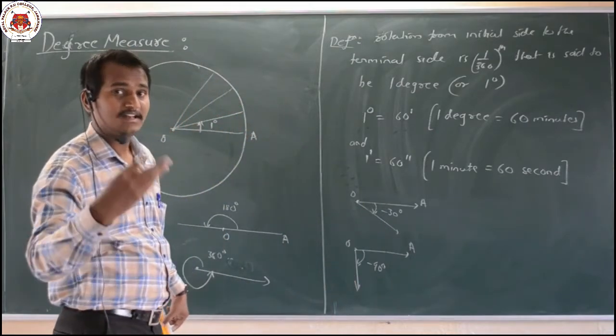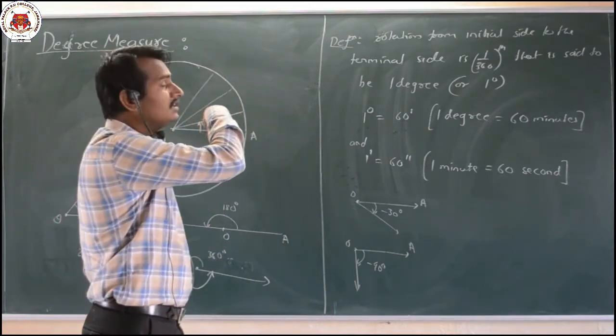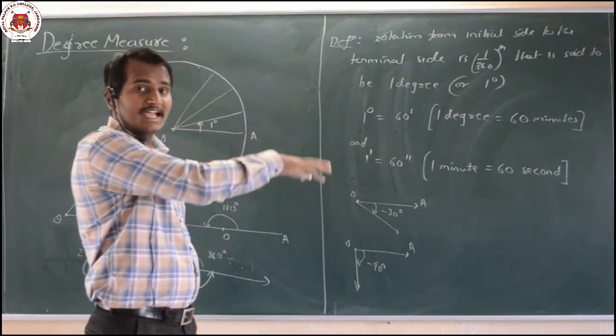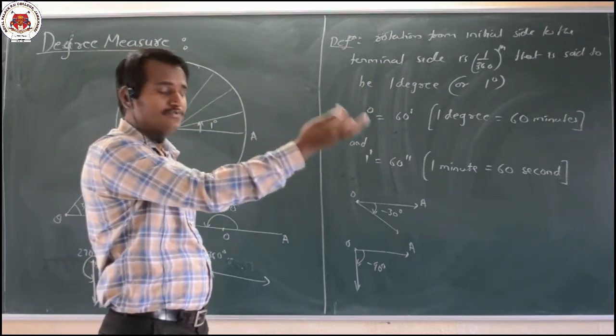Angle andre yavadu? Angle alli two types ide. One degree measure, another radian measure. That is, angle in terms of degree, angle in terms of radian.